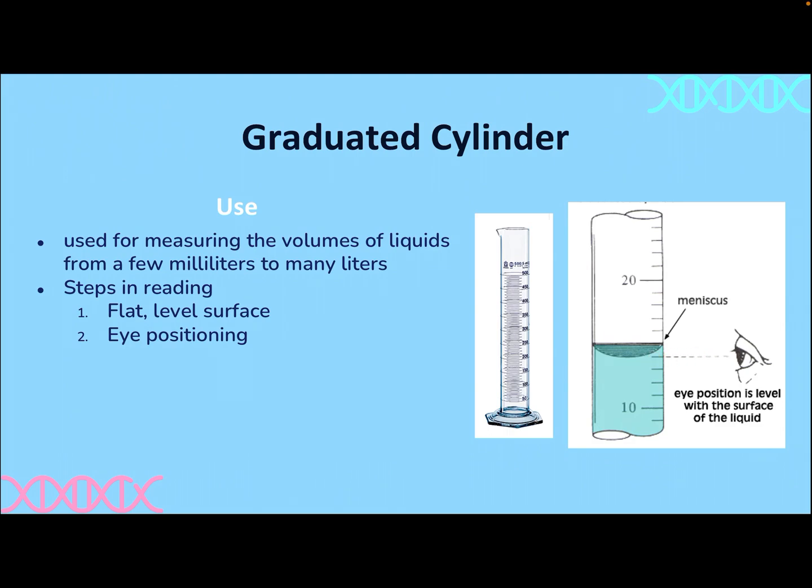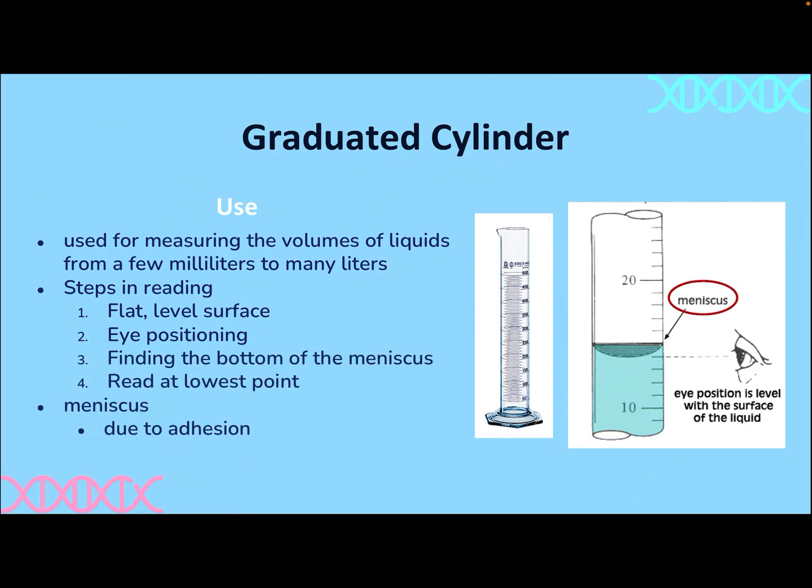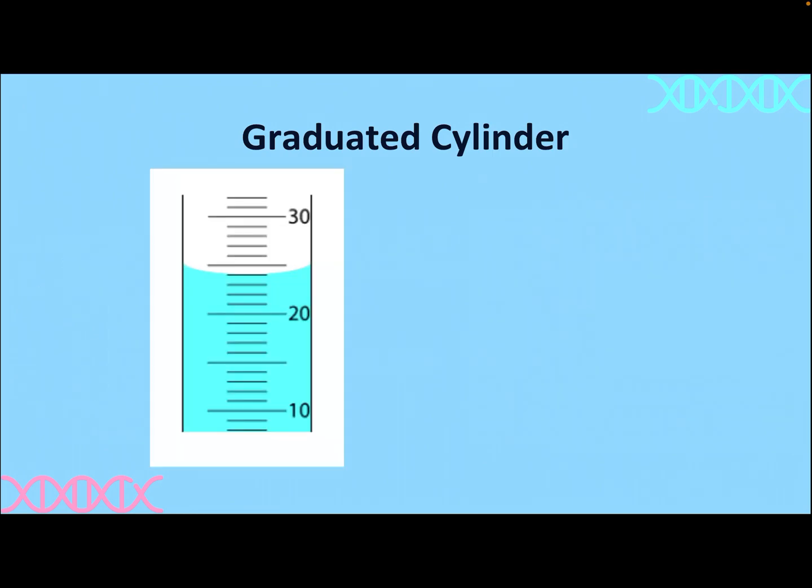The water in a cylinder will form a curve called meniscus. The meniscus is formed when the sides of the cylinder pull the water up to the sides. This is due to what we call adhesion. Lastly, we follow the lowest point at the surface of the water to the wall of the graduated cylinder. Guys, try to read the volume in this example. The answer is 24. You are correct.